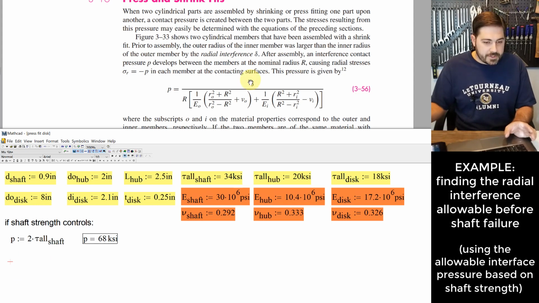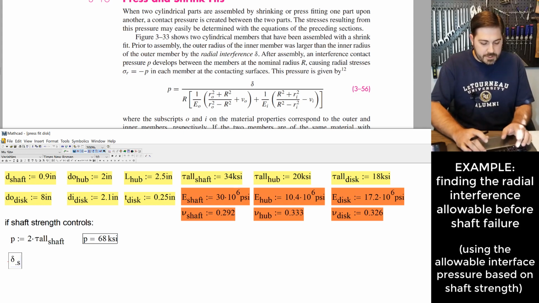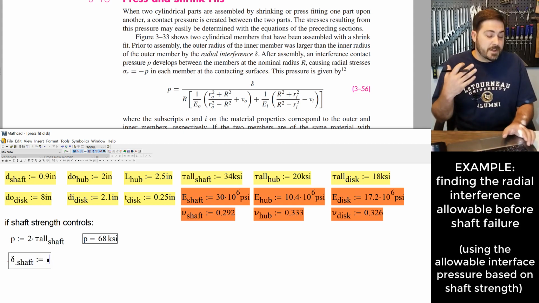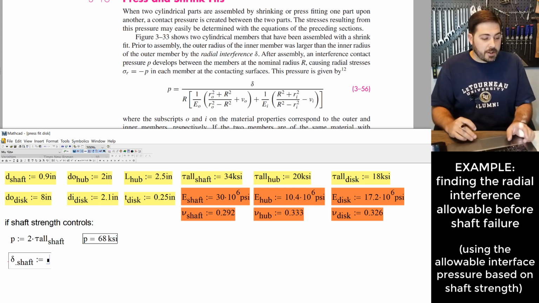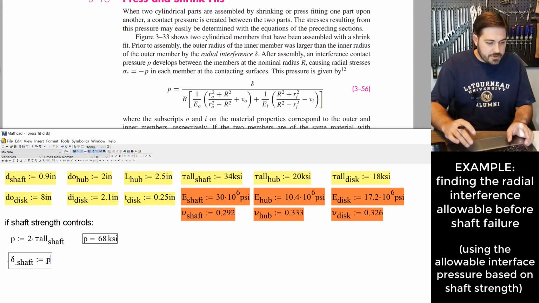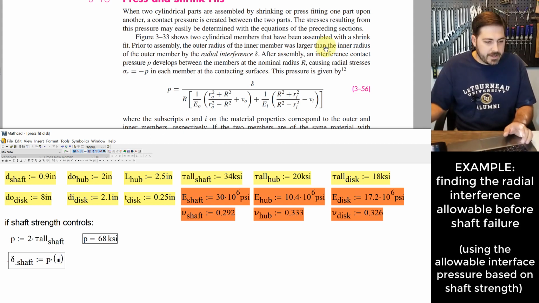I want this delta, right? So let me put that in here. I'm going to put this delta with a subscript of shaft because this is the radial interference basically that the shaft side of it can tolerate. And I'm going to put that in with that interface pressure P times, so I'm going to slightly manipulate this equation a little bit there.